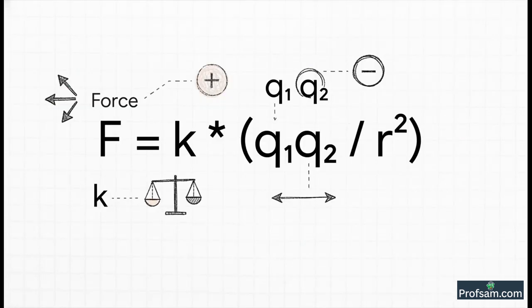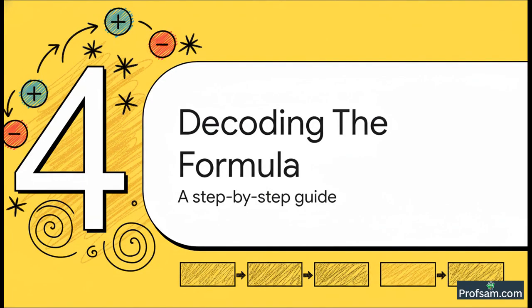And you know what? That entire long sentence can be summarized in this one simple formula. F equals K into Q1 times Q2 divided by R squared. Here, F is the force, Q1 and Q2 are our two charges, R is the distance between them, and K is just a number, a constant. This is Coulomb's law.